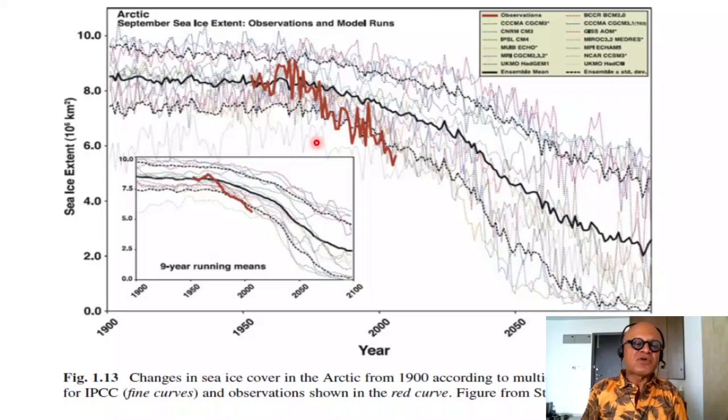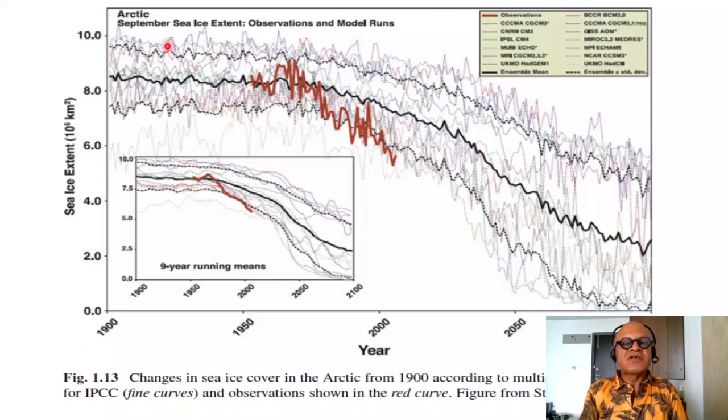So, without worrying about those things, if we look at the simulations of the models here, a large number of models participated in this. So this is the ensemble mean and ensemble standard deviation, so the variability around the multi-model mean. And you can see the September sea ice extent, so observations are this red curve. This is with the smoothing so that you can see the trend.